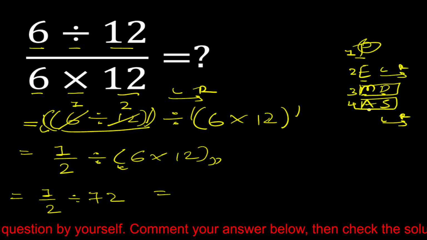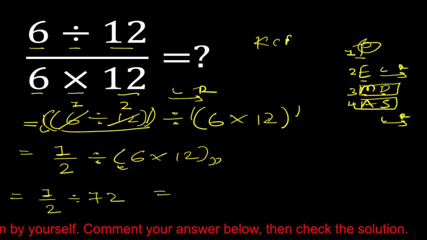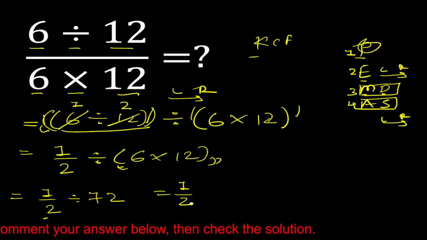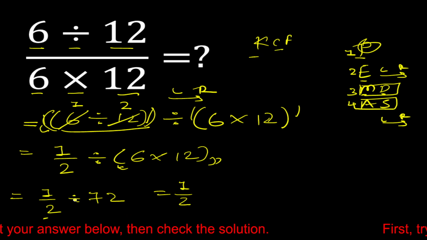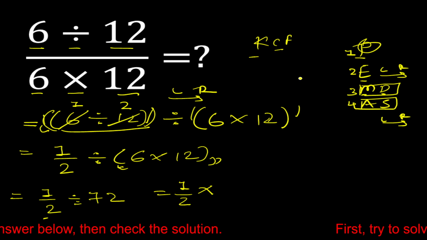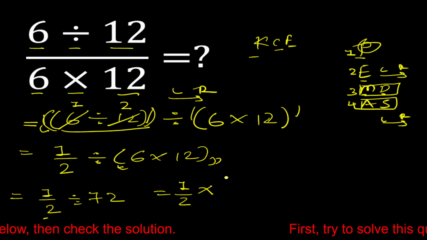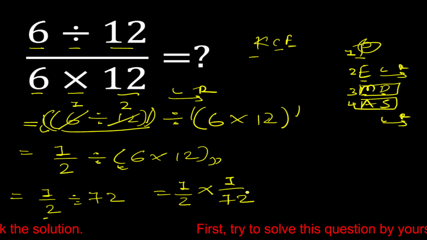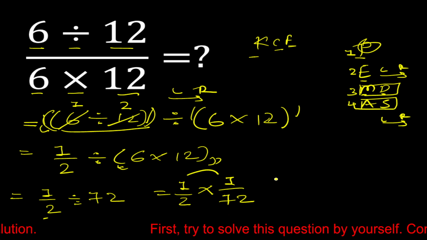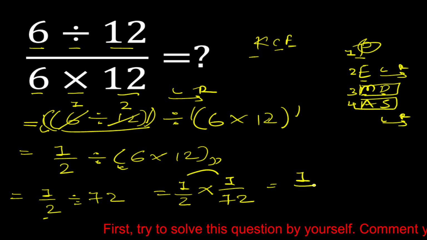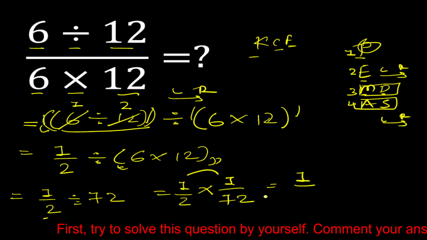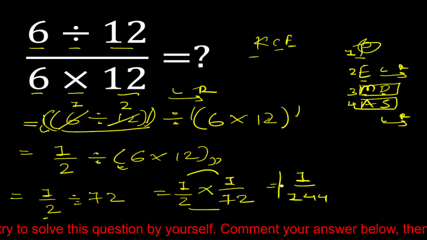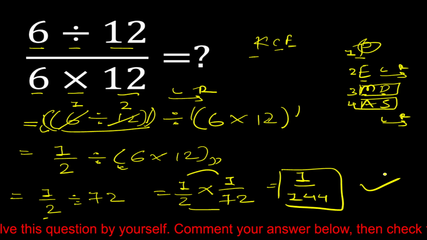Now according to the KCF rule, K means keep the first fraction 1 by 2 as it is. C means change the sign from division to multiplication. And F means flip the last fraction, 1 by 72. Okay. So now 1 multiply 1 is equal to 1, and 72 multiply 2 is equal to 144. So 1 divided by 144 is the correct answer.